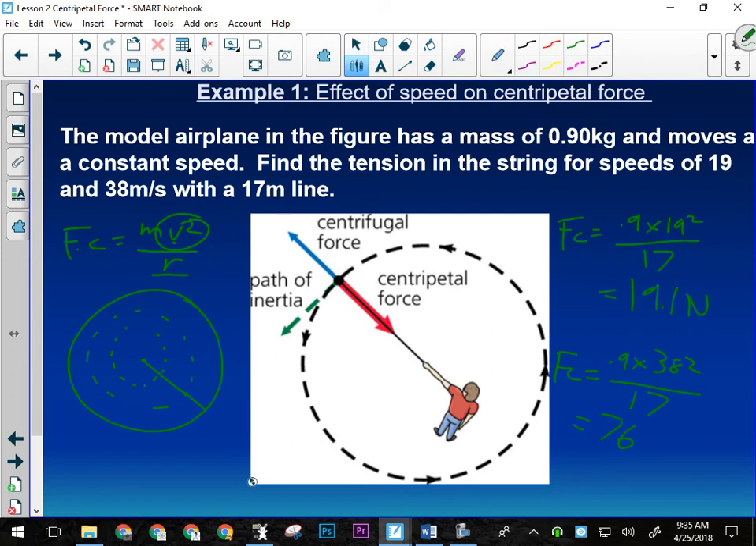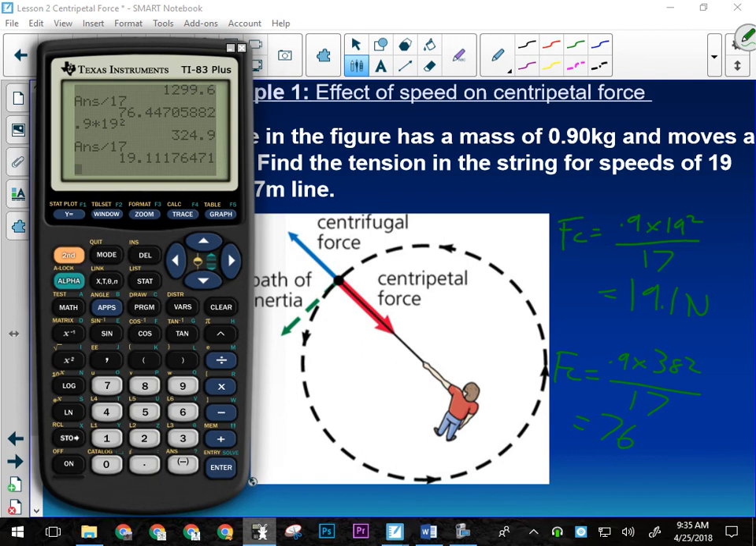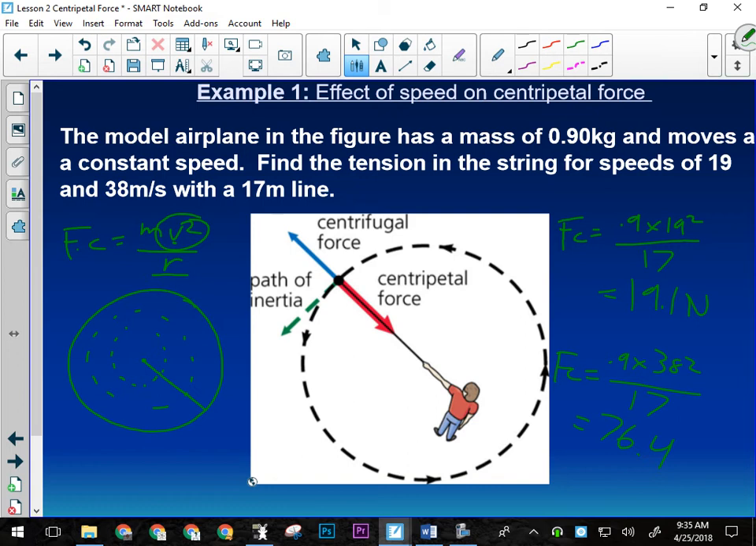This one is 76.44. Okay, so that's exactly 4 times bigger, right? Okay, so we know then that speed has an exponential relationship on centripetal force. Okay, mass would have a linear relationship. If I swung twice as much mass around in the circle, then I would need twice as much force. I mean, think about it. To hold something heavier in a circle, you have to pull harder.